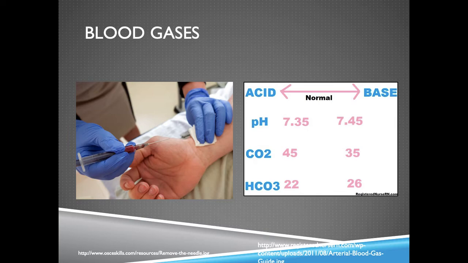So there's a funny story about blood gases and learning to draw blood gases, but a super crucial role in respiratory therapists' daily scope of practice is drawing and analyzing blood gases.